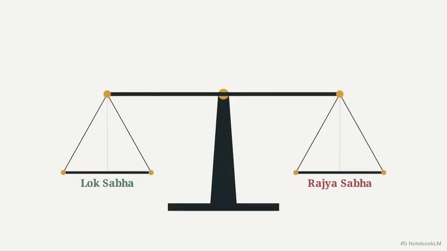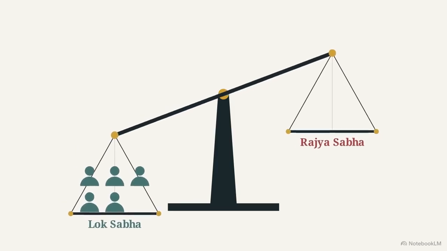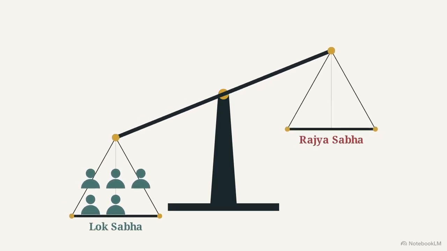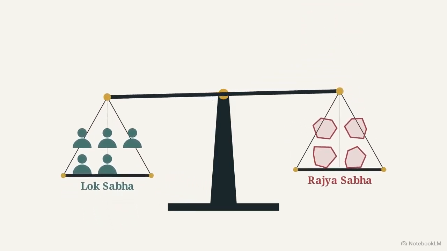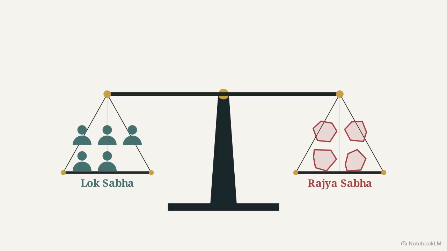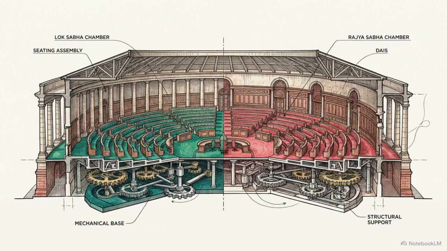This bicameral structure allows for federalism. While the Lok Sabha represents the people directly, members here are elected to protect the interests of the individual states. This division ensures that no single center of power can operate without balancing the national will against local sovereignty.